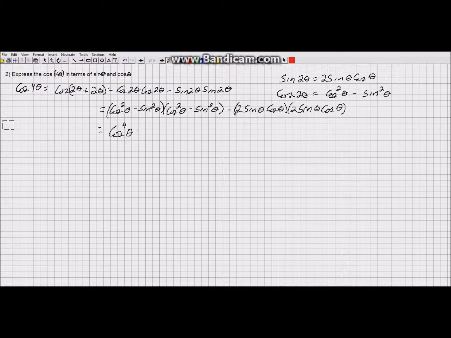So if I FOIL the first group of parentheses, I get cosine to the 4th of theta minus 2 sine squared theta cosine squared theta minus sine to the 4th of theta. And if I multiply the 2 sine theta cosine thetas together, I get negative 4 sine squared theta cosine squared theta. I combine the sine squared thetas and cosine squared thetas and get my final answer of cosine to the 4th theta minus 6 sine squared theta cosine squared theta plus sine to the 4th theta.